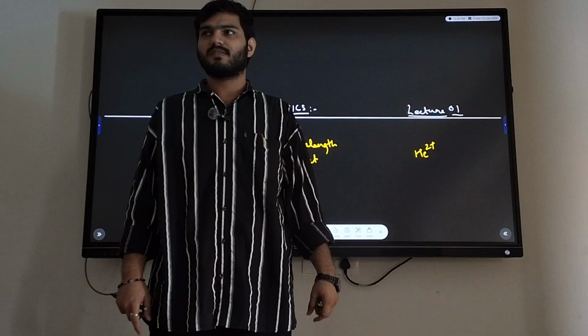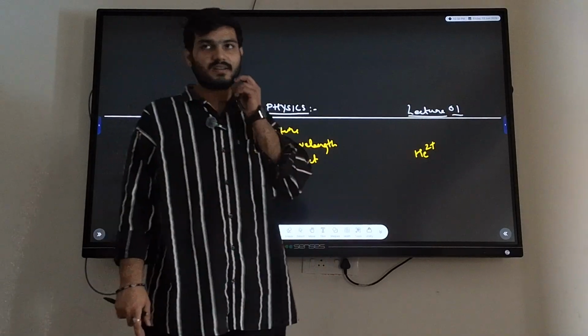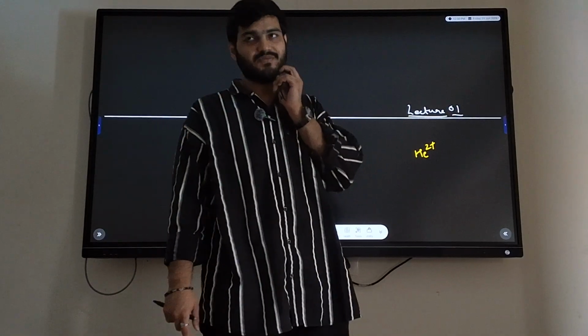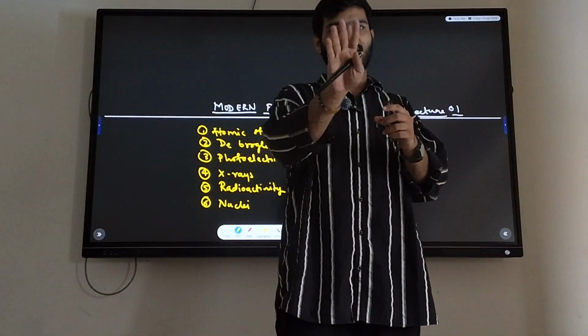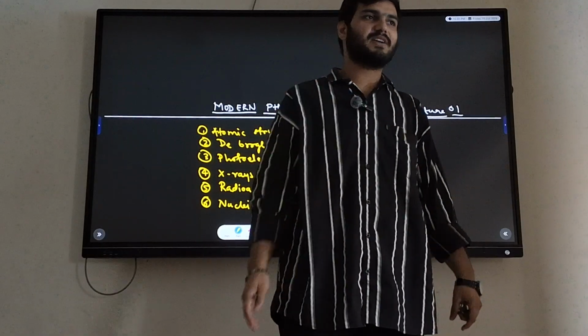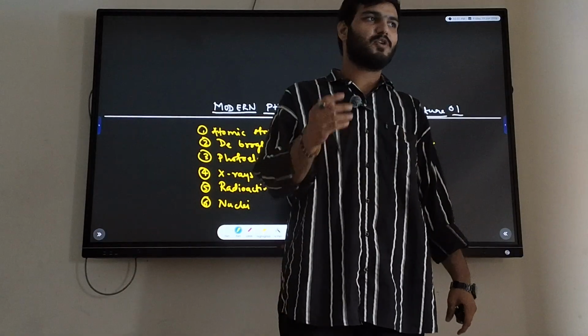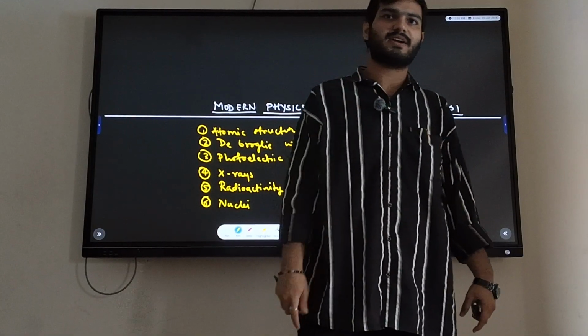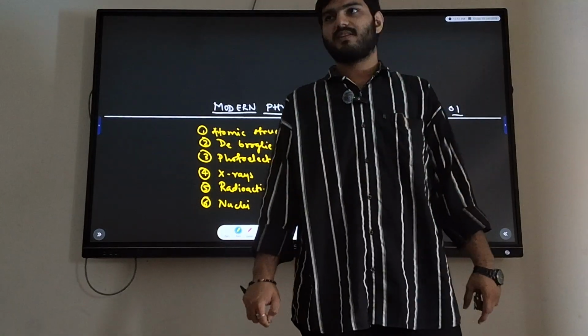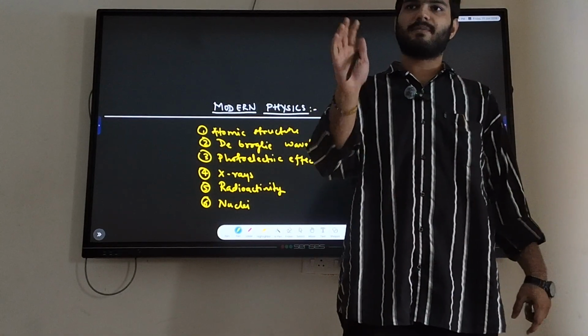When the alpha particles were incident on this material, most of them just passed through. Based on this, what was the conclusion that he made? Most of the atom is empty.